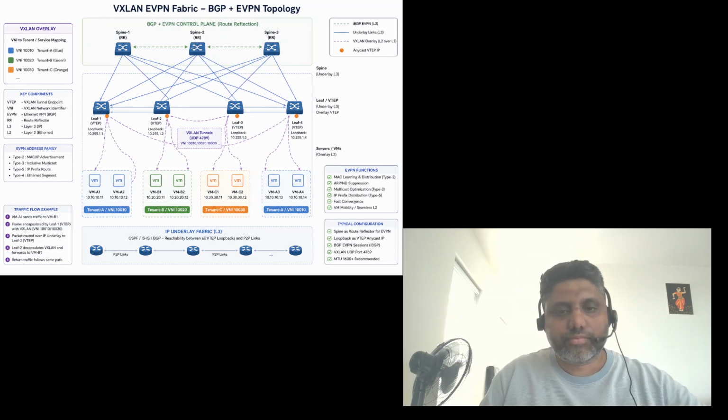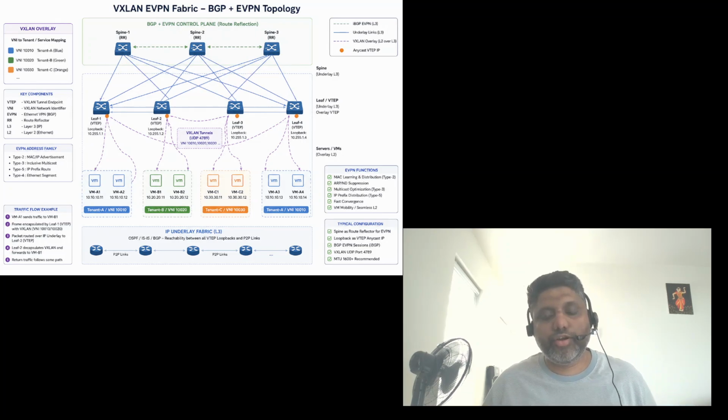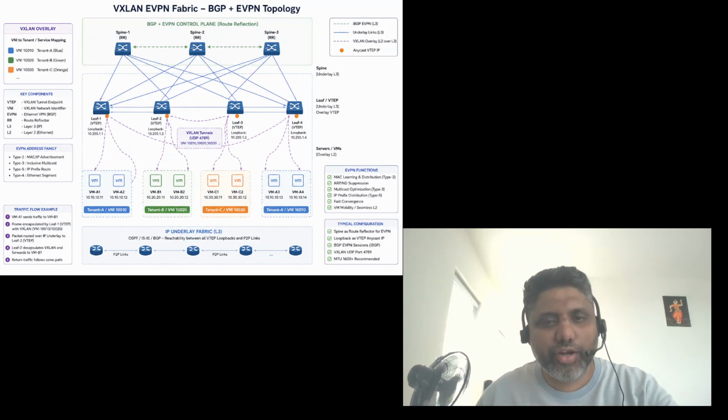VLAN only has 4096 possible networks with VLAN provisioning, but VXLAN provides 2 to the power of 16, which is in the millions of layer 2 networks. So what exactly do I mean when I say a layer 2 network?